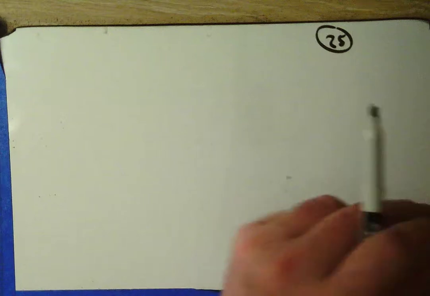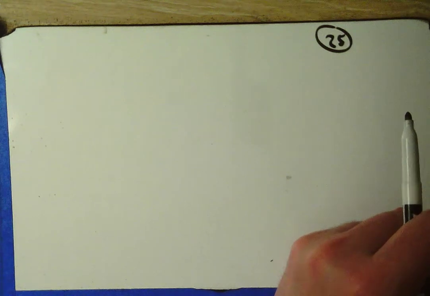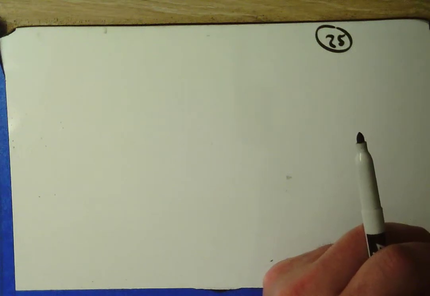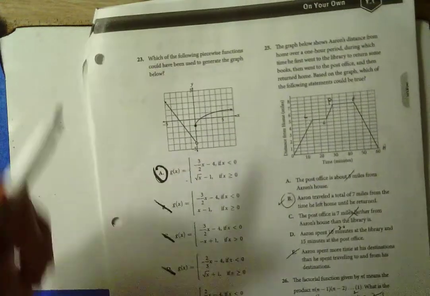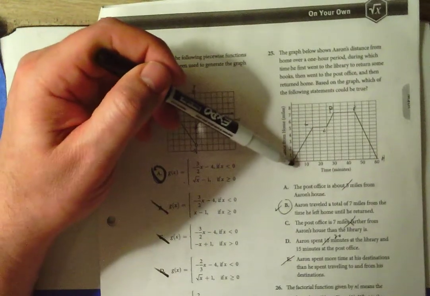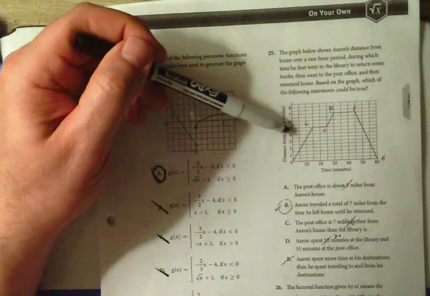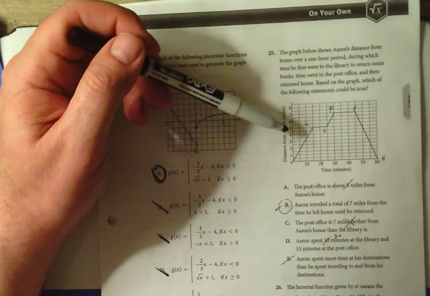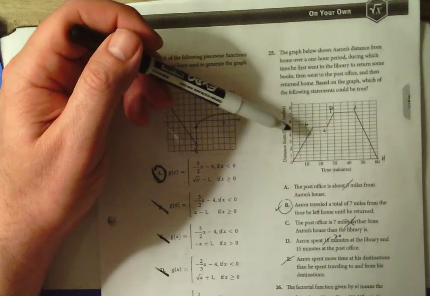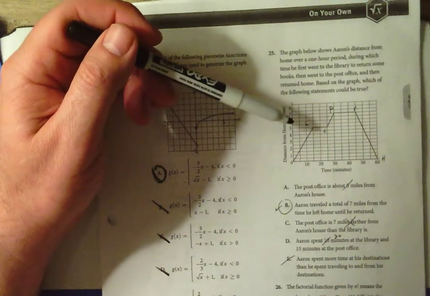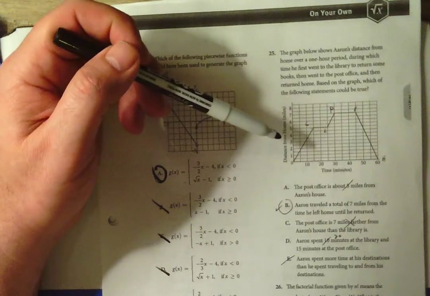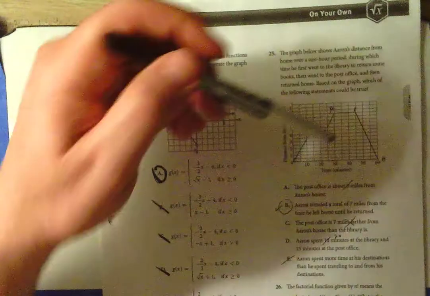25. The graph below shows Aaron's distance from home over a 1-hour period, during which he first went to a library to return some books, and then went to the post office, and then returned home. Well, when I looked at this graph, I said, you know, he started at home, and then he walked for 5 miles in 15 minutes to get to the library. 5 miles in 15 minutes is pretty fast. That's pretty fast walking you got there. Maybe he drove, because it doesn't say he walked.